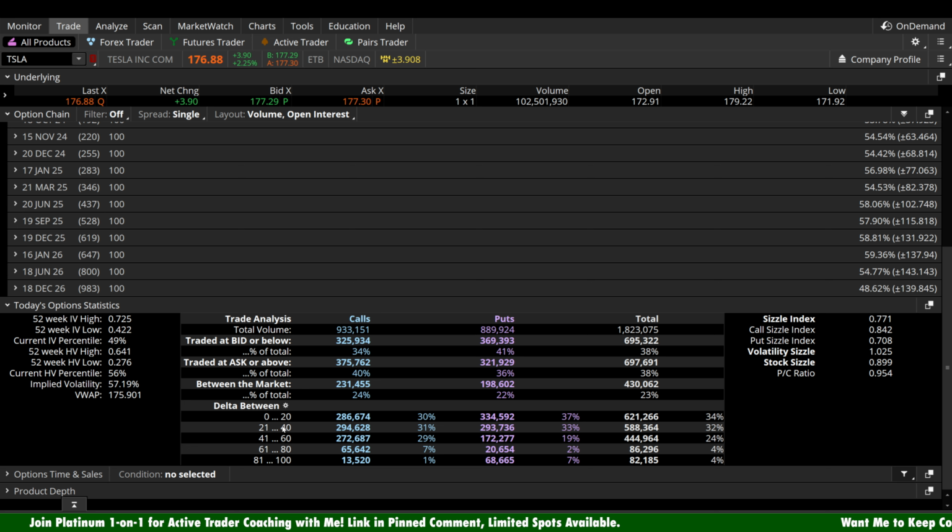But look at this, guys. The 0 to 20 delta range, those are those far out of the money, shortest term expiration contracts on average. I call this the short term speculator delta range, 0 to 20. 287,000 calls in that range, 335,000 puts. So the short term speculators are actually leaning a little bit to the put side, whereas the overall leaning just very slightly to the call side, which of course factors in the more at the money and in the money contracts, more mid and longer term perspectives.